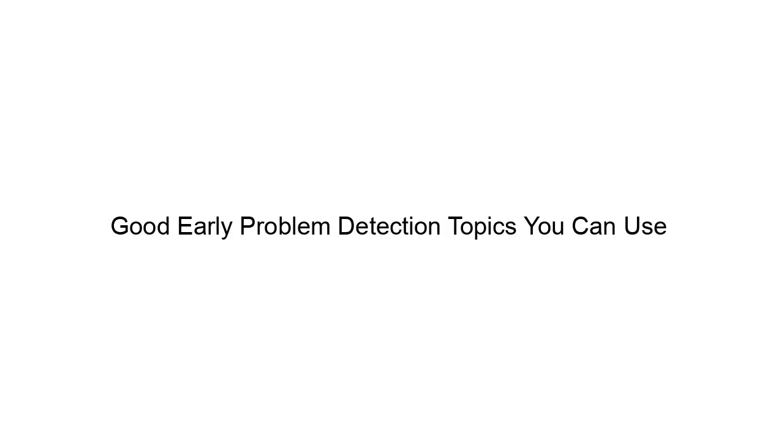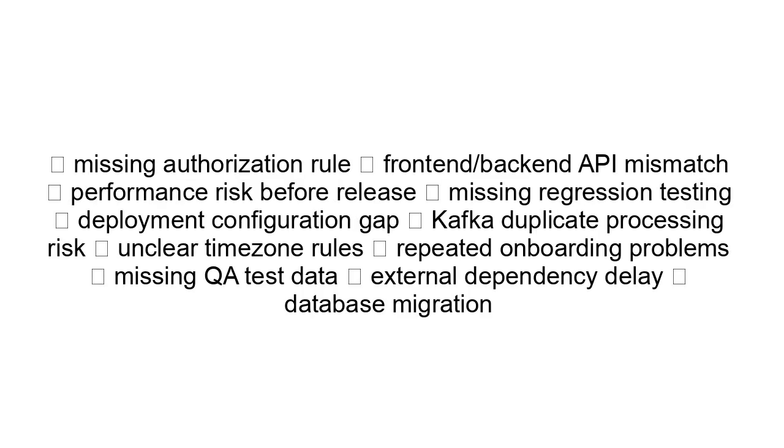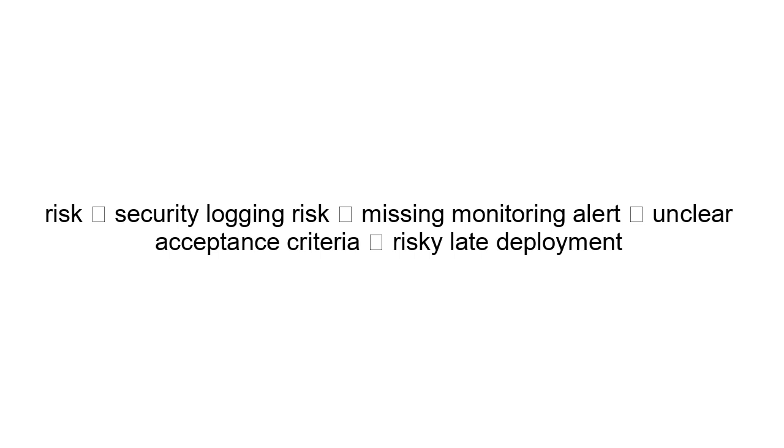Good early problem detection topics you can use. Depending on your experience, you can talk about a missing authorization rule, frontend-backend API mismatch, performance risk before release, missing regression testing, deployment configuration gap, Kafka duplicate processing risk, unclear timezone rules, repeated onboarding problems, missing QA test data, external dependency delay risk, security logging risk, missing monitoring alert, unclear acceptance criteria, risky late deployment.